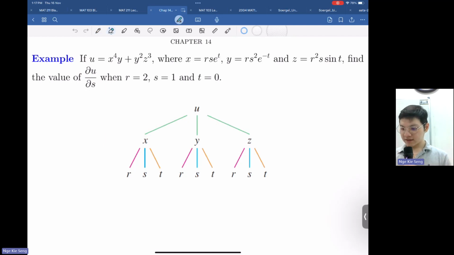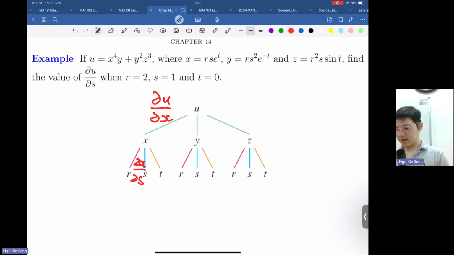So from u to x, you have del u over del x. And then from x to s, you have del x over del s. Then u to y, you have del u over del y, and y to s, you have del y over del s. And then u to z, you have del u over del z, and z to s, you have del z over del s.